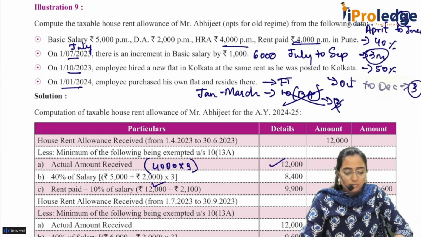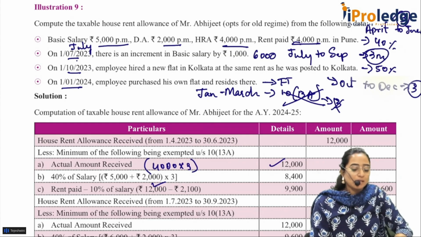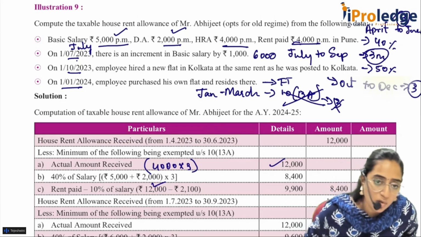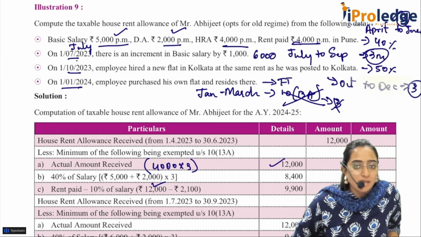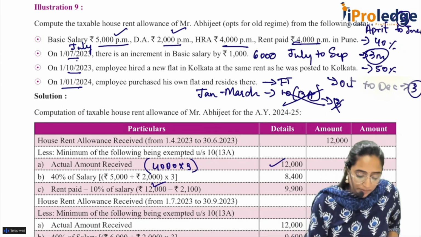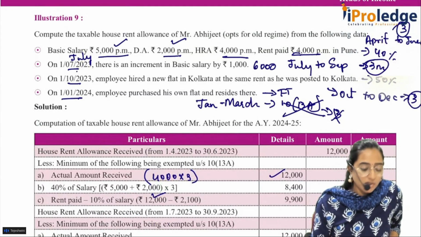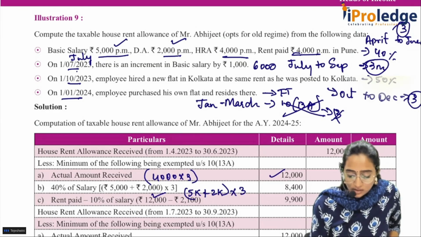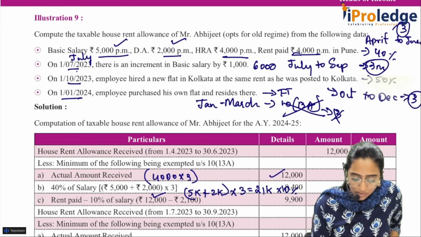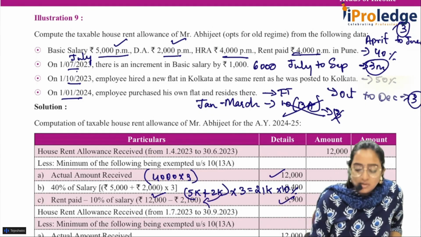Next, 10% of the salary. What is my salary amount? Basic is 5,000, DA is 2,000. Up till July, I have no problem. The changes happen only in the month of July. So I can consider 5,000 plus 2,000. Nothing is mentioned, so you should always consider it in terms of basic plus DA. So 5,000 plus 2,000 is 7,000 per month, multiplied by the number of months, 3. So 7,000 multiplied by 3 equals 21,000, and 10% of that gives you 2,100. Minus 12,000 rent paid, you would get 9,900.